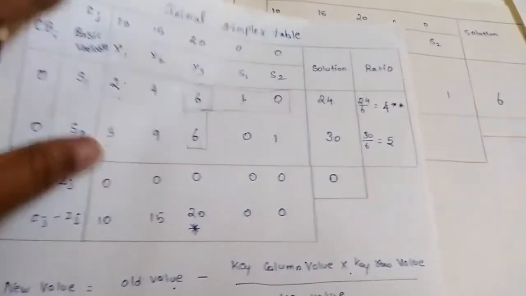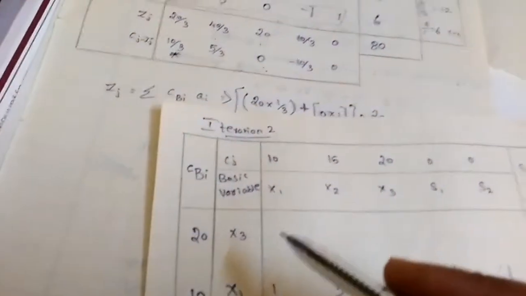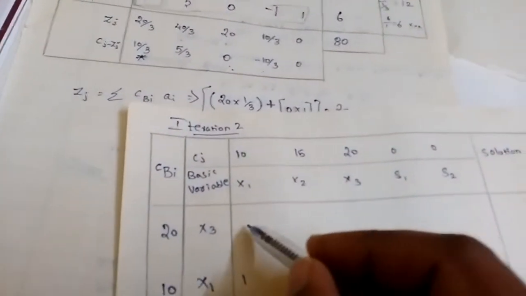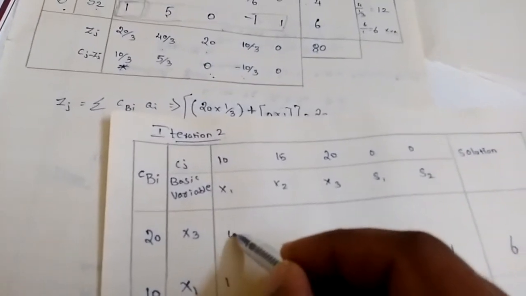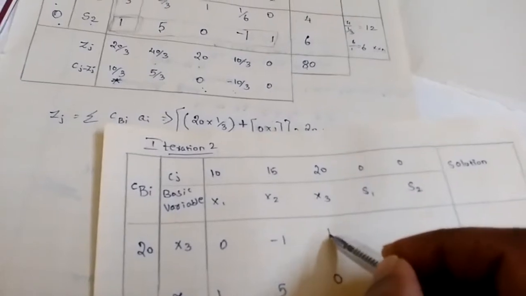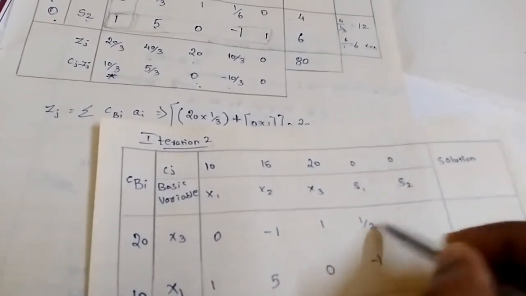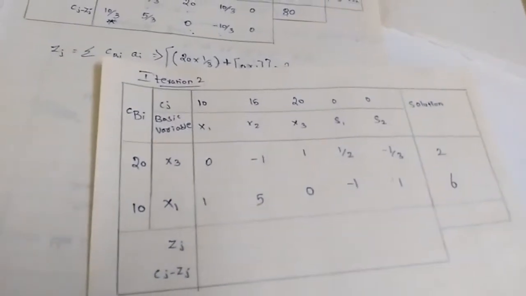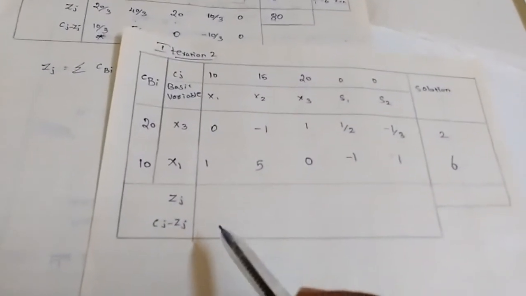Using the same formula we are going to calculate the values of x3. After calculation I will write the values directly, you can work it out on your own. So for x3 the values will come as 0, minus 1, 1, 1 by 2, minus 1 by 3, and the solution 2. Okay, now we are going to calculate the Zj.